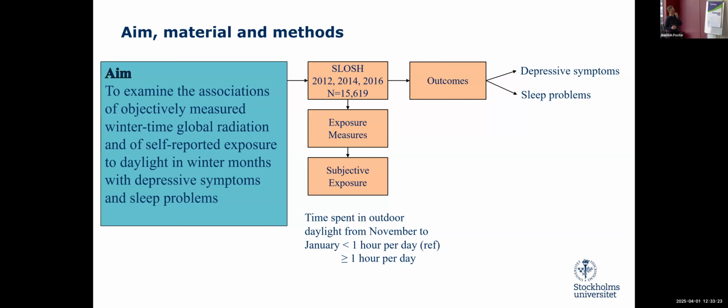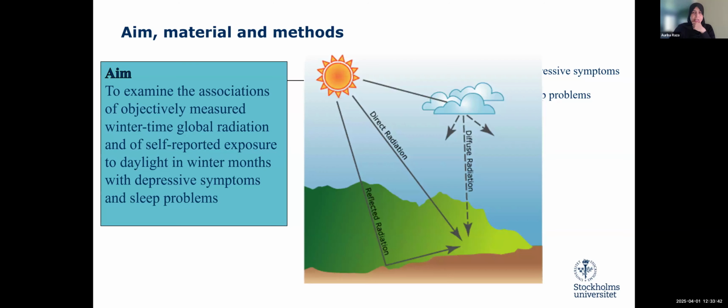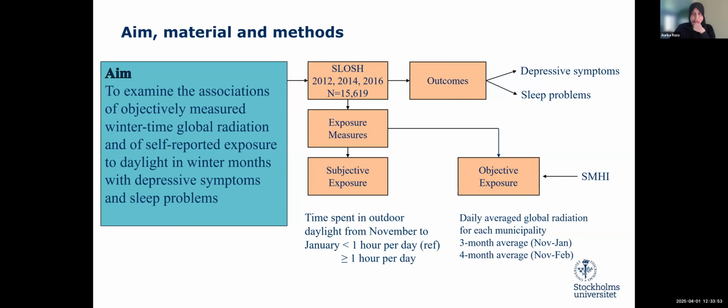I'm already at 2 minutes, sorry, so I'll go quick. We categorized the time into less than 1 hour and more than or equal to 1 hour per day. And my second exposure is objective, that is global radiation. Just a quick review, global radiation is the sum of the scattered, direct, and diffused sunlight. And we used 3-month and 4-month average windows.